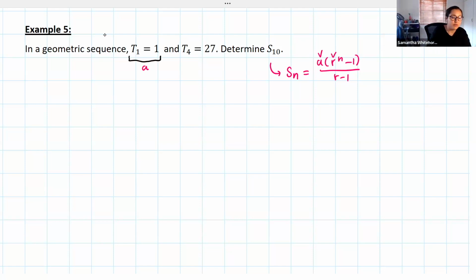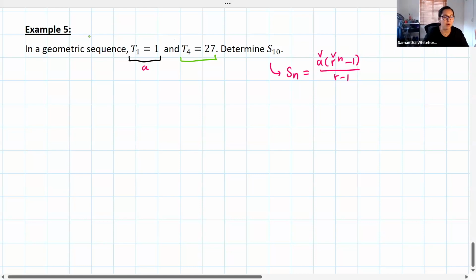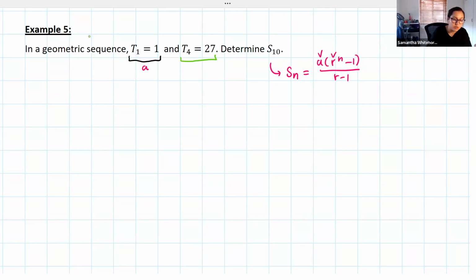The next bit of information that I've been given is that term 4 is equal to 27. Now, why would they give me a random term? It doesn't help me find R because I can't get a ratio. So why have they given it to me? Well, let's see. I've been given a term value and I've got a term position. So really at this point, the only thing this could really go into is my Tn formula. So let's sub it in and see what happens.